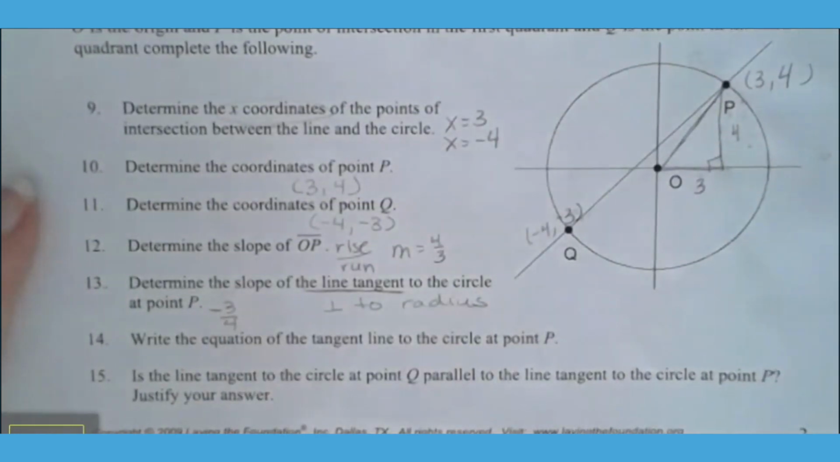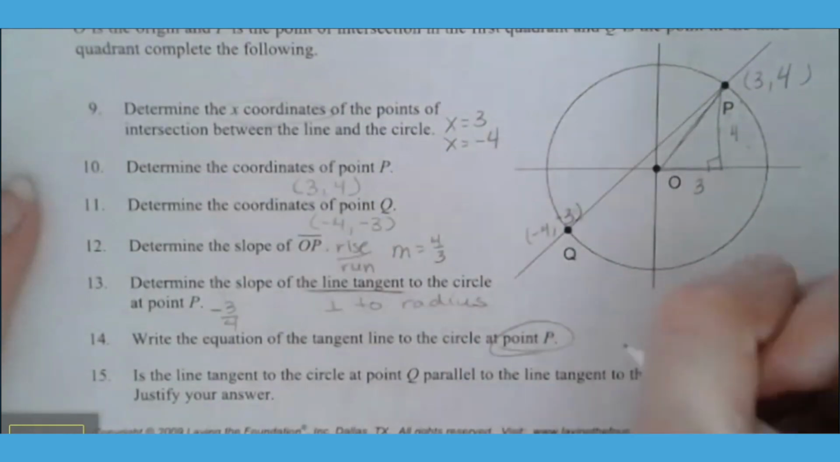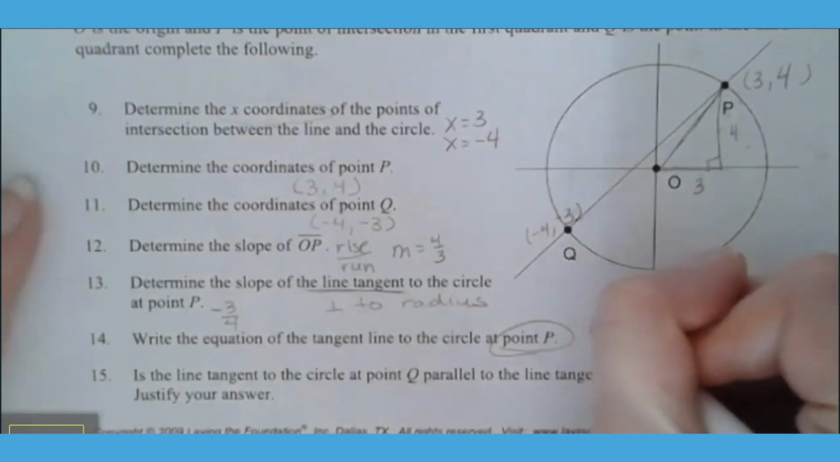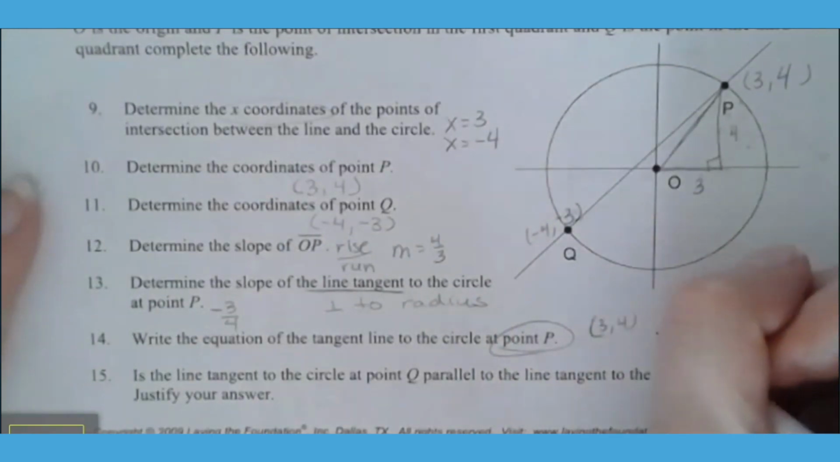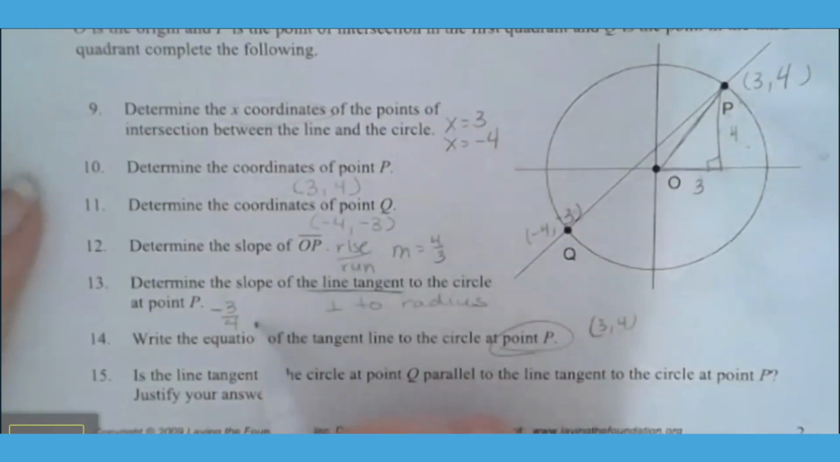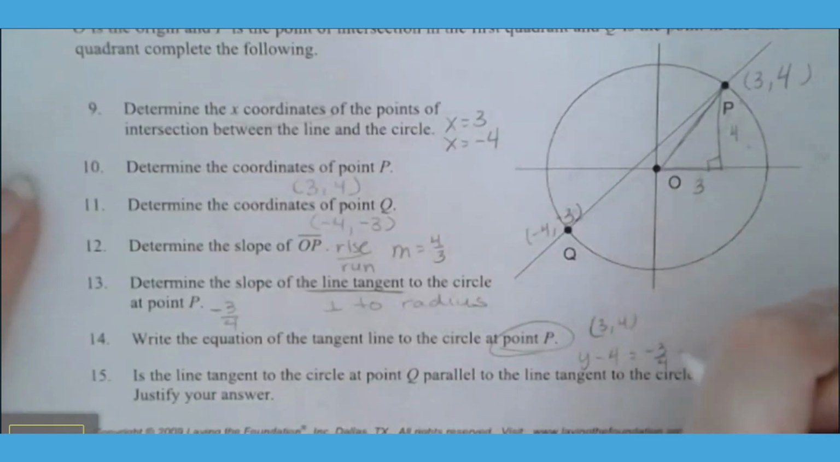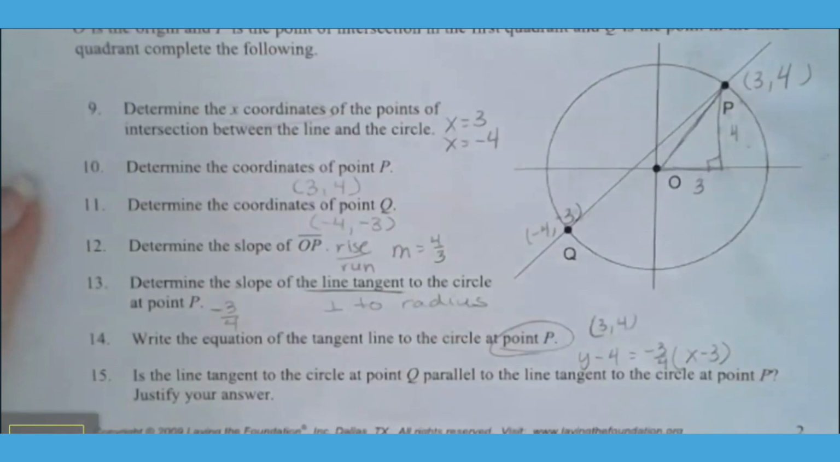-3/4. Now that we have all of our information, we are ready to write the equation of our tangent line at point P. So point P has the points 3 and 4, and my slope of the tangent line we figured out was -3/4. So I am now able to write the equation of that tangent line. Again, you can ask them to distribute that, or you can ask them not to.